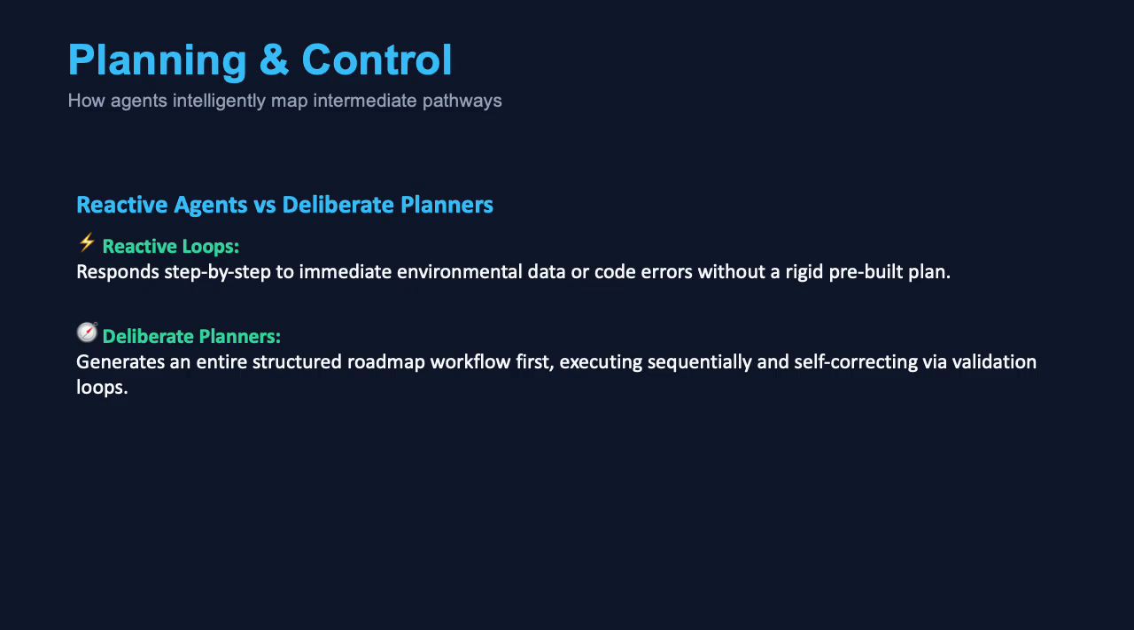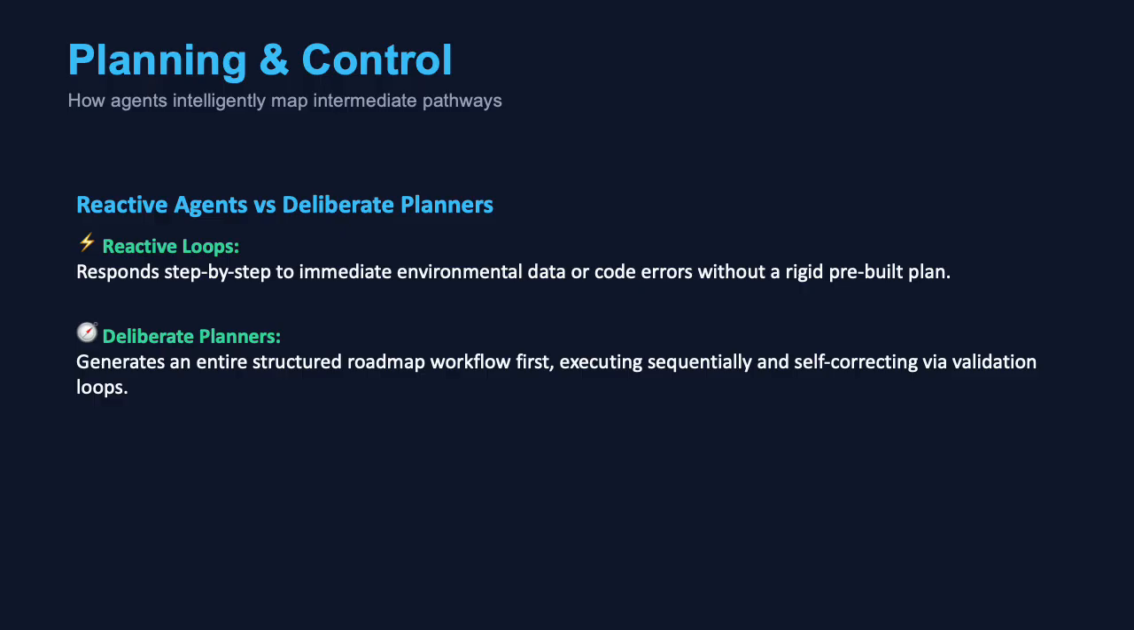So how do AI agents work through hard problems without getting stuck? They use planning. Remember we talked about planning and controller. And there are two main styles related to planning. One is reactive loops, the second is deliberate planners. Let's explain both in very simple terms with a real example so that you can easily remember.